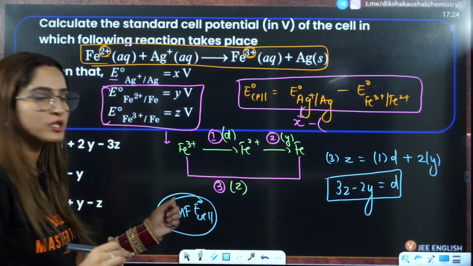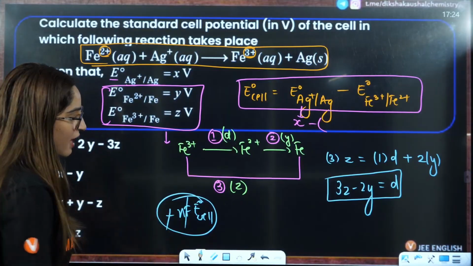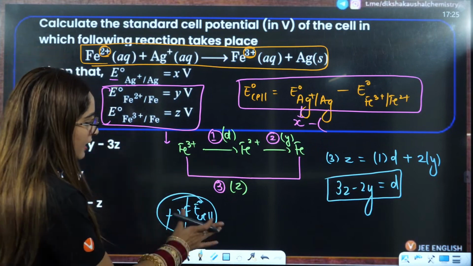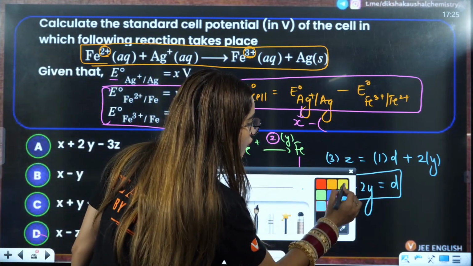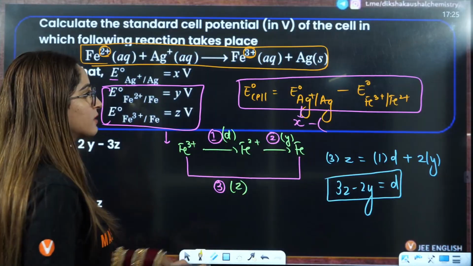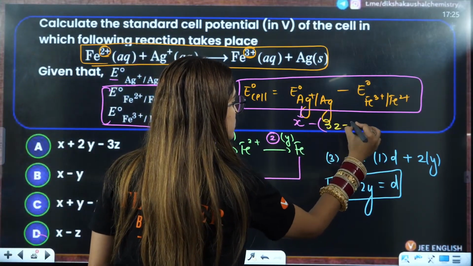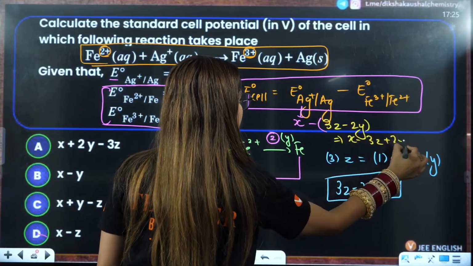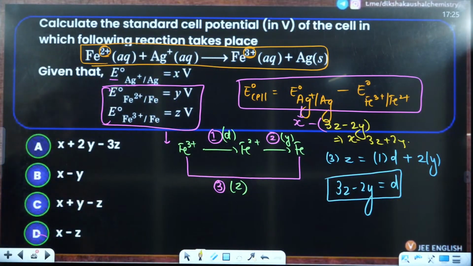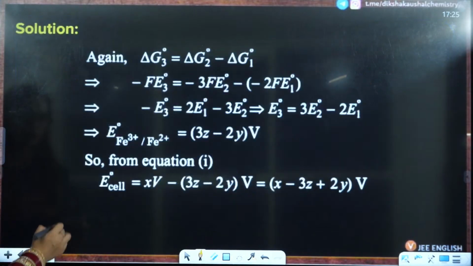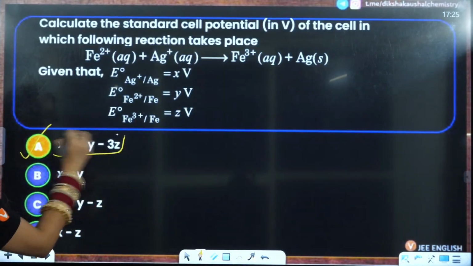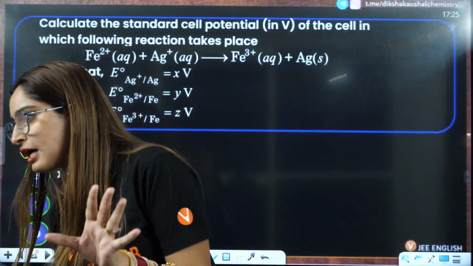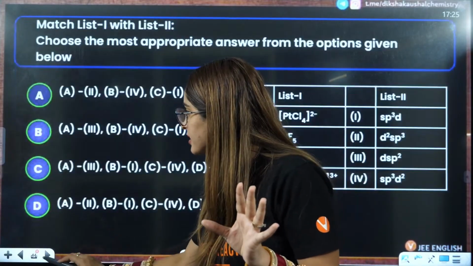When you put the value of delta G, n and Faraday cancel out and you have only the number of electrons and the E naught potential. So that is how you get the value of D as 3Z minus 2Y. So it is going to be X minus 3Z plus 2Y, and that is A, the correct answer here. Is that clear? Option 1 is the correct answer.